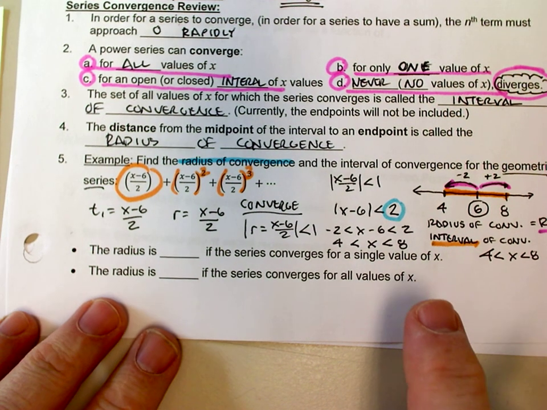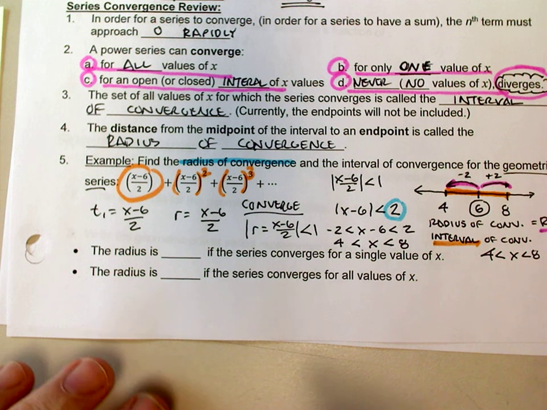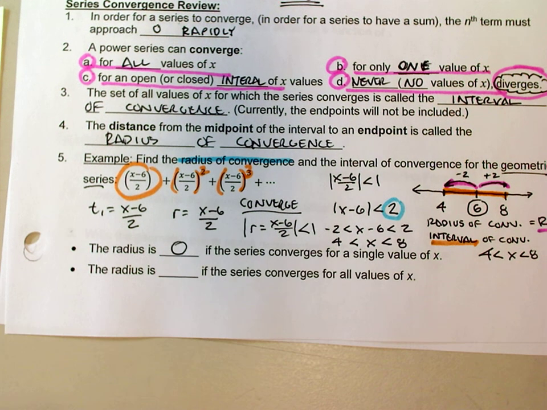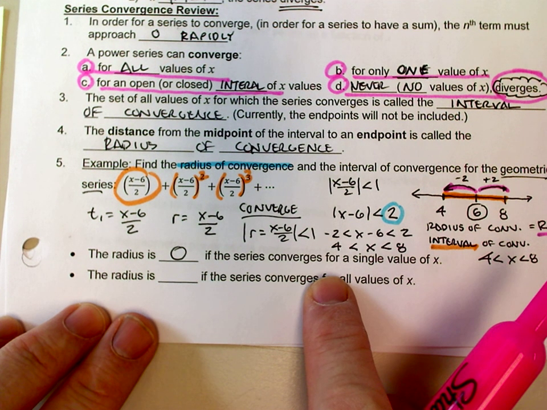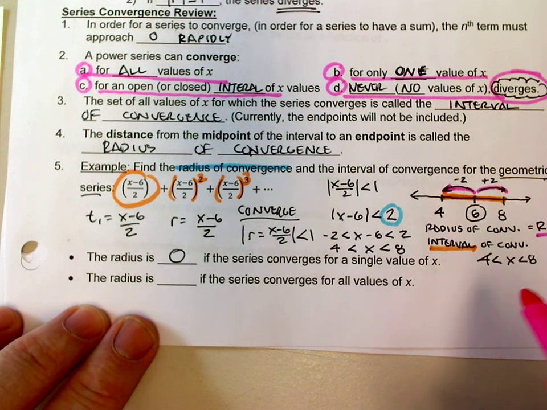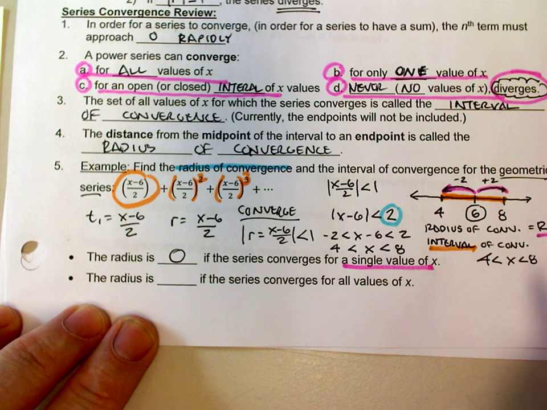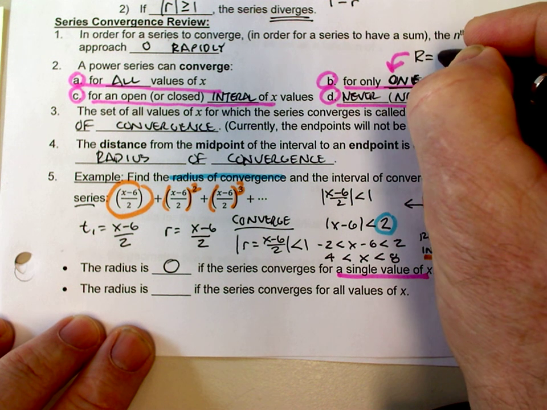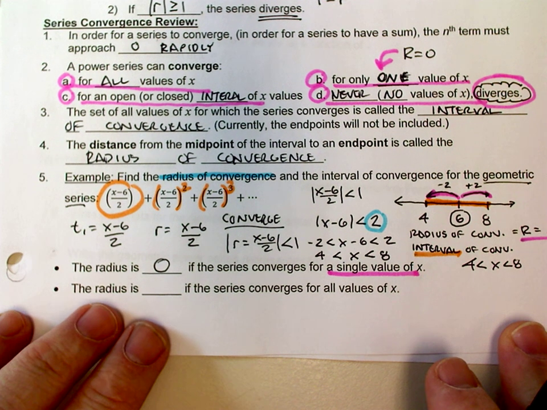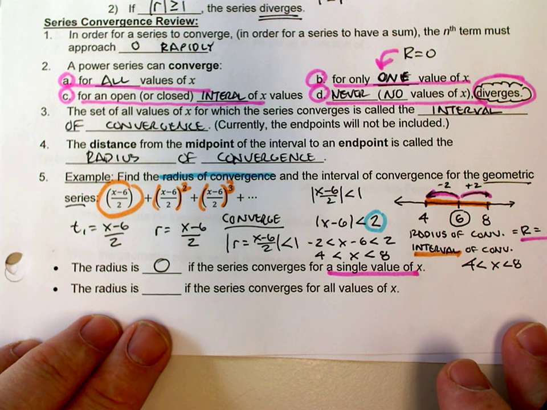Sometimes we might do an analysis here, and we might find out that our radius equals 0. If the radius equals 0, then that's a case where the series converges for one single value of x. That was this one right here. Okay? When we get r equal to 0, then there's only one single value of x that will work for that series to converge.